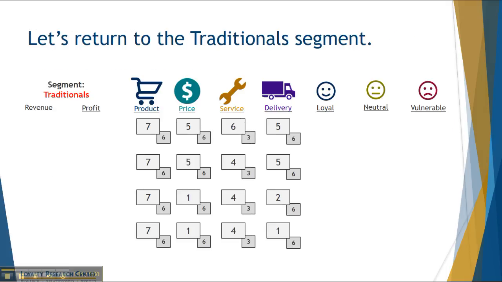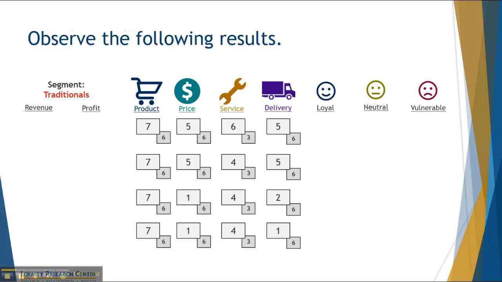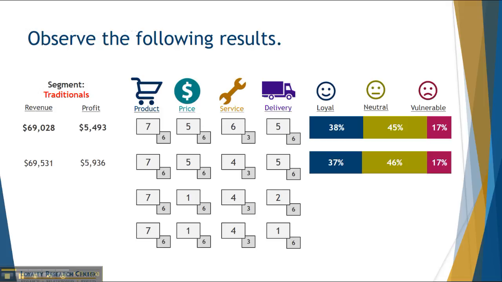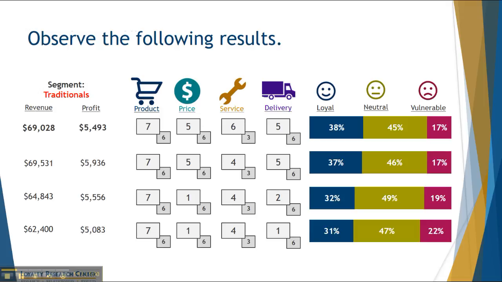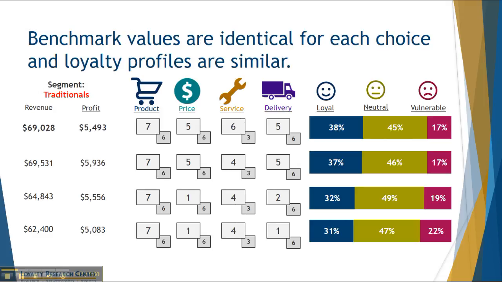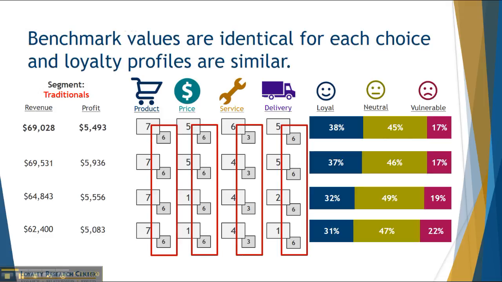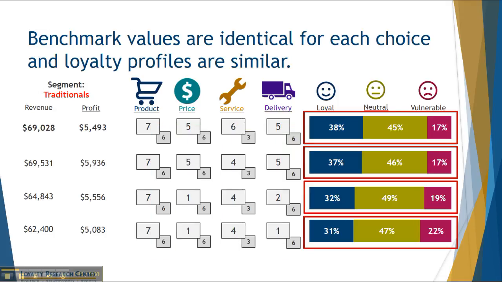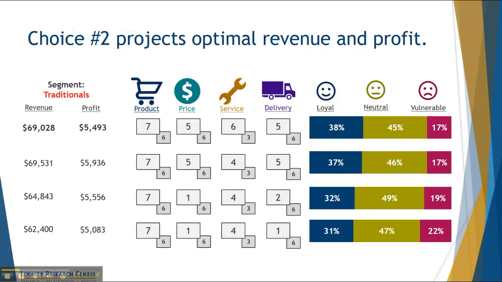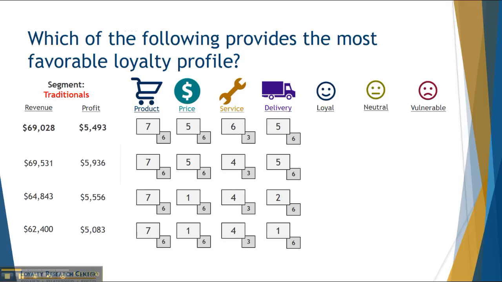Let's return to the traditional segment for a moment and observe the following results. Note that benchmark values are identical for each choice and the loyalty profiles are similar among the choices, with choice 2 projecting optimal revenue and profit. Let's now apply these choices to the bargain hunter segment. Predict which of the following options provides the most favorable loyalty profile.